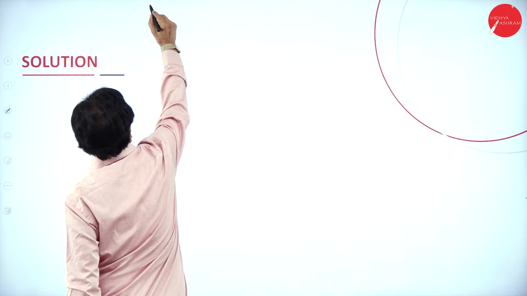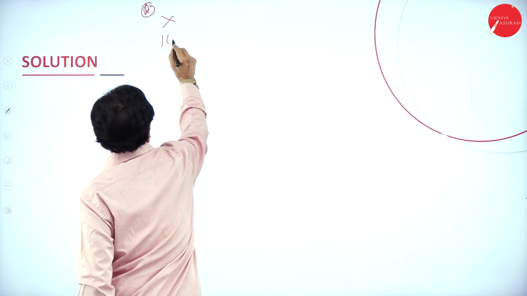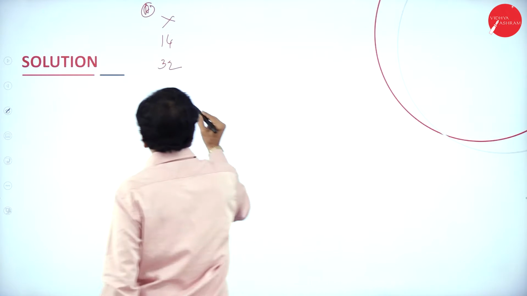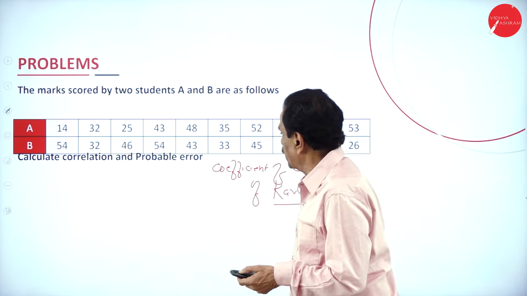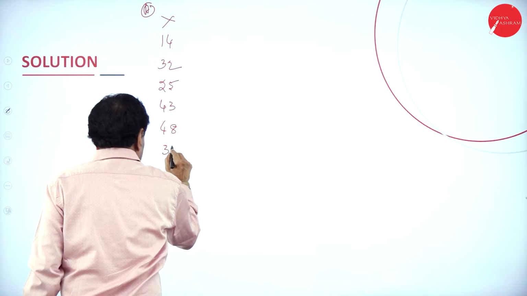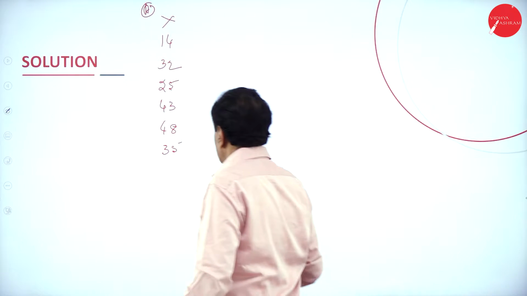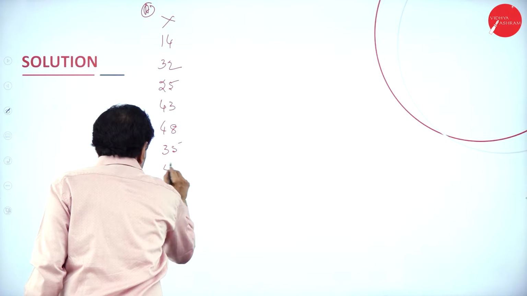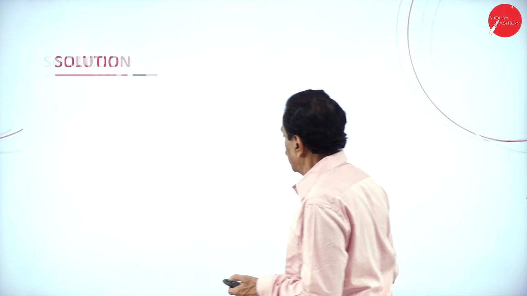Student A, we take X, see the marks: 14, 32, 25, 43, 48, 35, 52, 26, last numbers 41, 53.